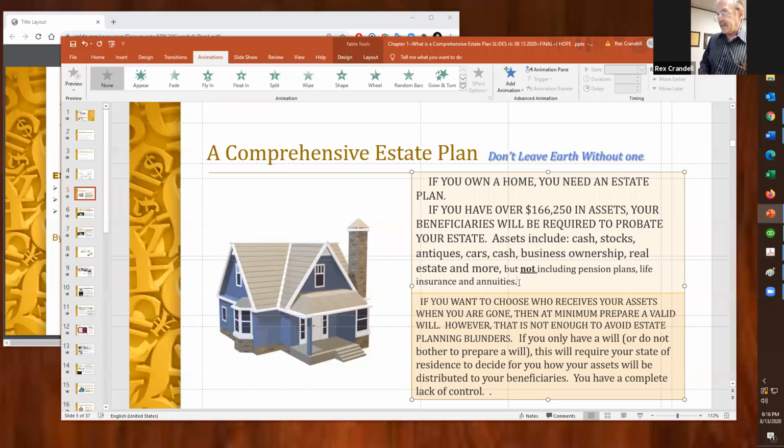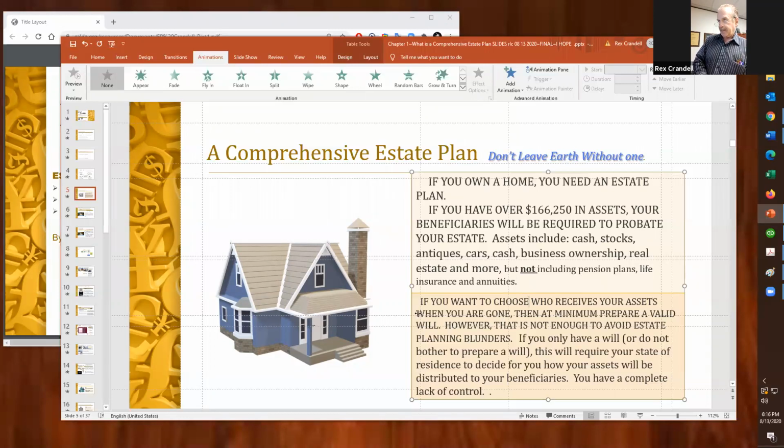Now, when I say things are not included in probate, they are included for estate tax, but very few people have to pay estate tax anymore because you don't start paying estate tax until 11,580,000 of assets.